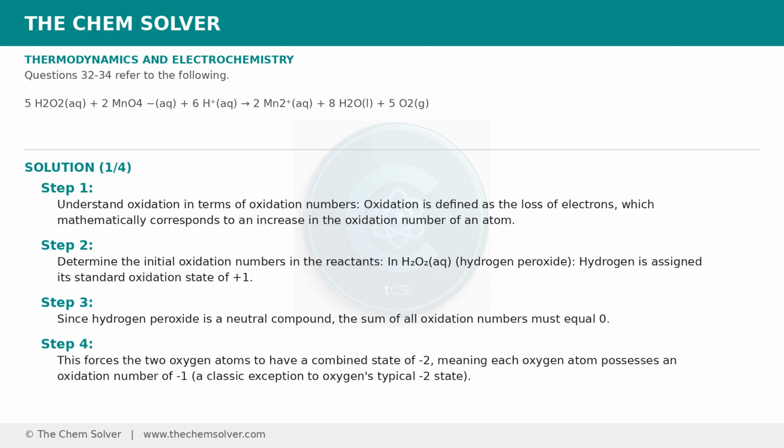Understand oxidation in terms of oxidation numbers. Oxidation is defined as the loss of electrons, which mathematically corresponds to an increase in the oxidation number of an atom. Determine the initial oxidation numbers in the reactants.